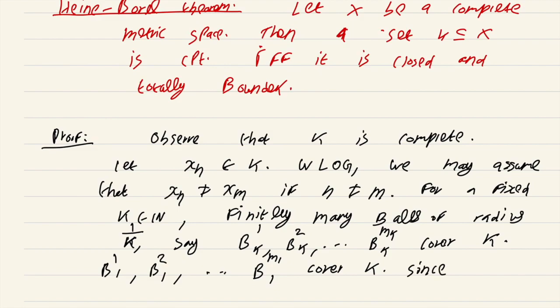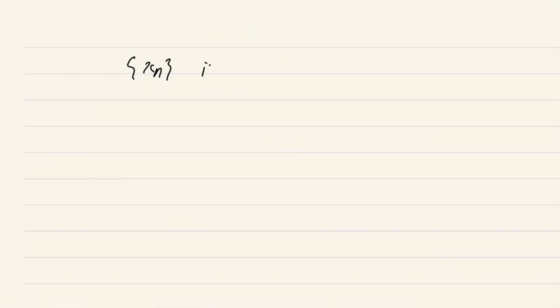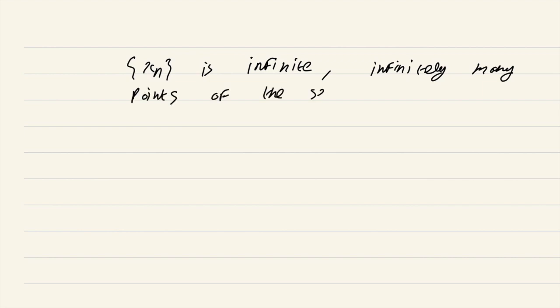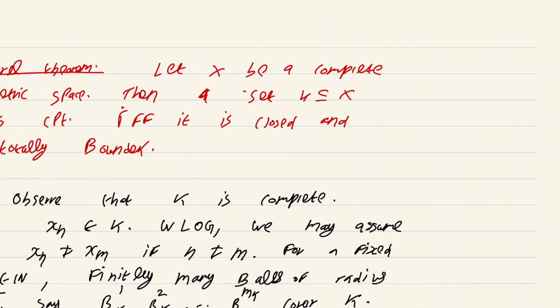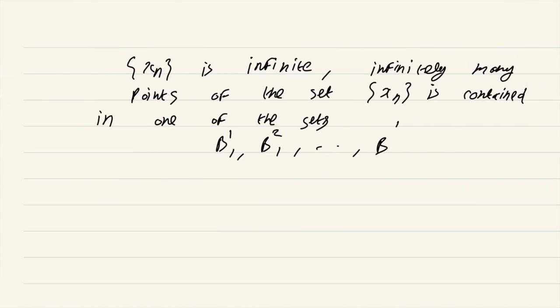Since this set xn is infinite, infinitely many points of the set xn are contained in one of the sets b11, b21, ..., bm11. Simply because the set xn is infinite, infinitely many points of the set must be contained in one of these sets. This is just the pigeonhole principle again.